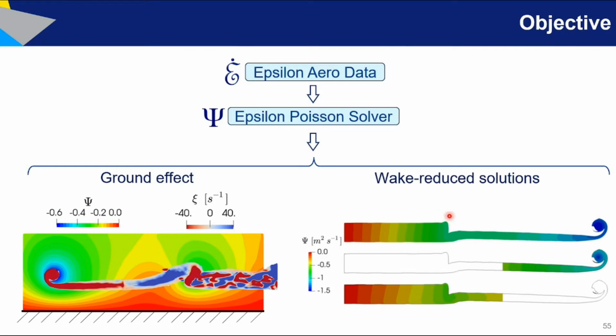And this approach allows you to perform wake-reduced solutions. You can either solve the Poisson equation at the entire domain, at the entire survey plane, or you can just solve the Poisson equation inside the wake, which is faster, and it also allows you to separate different elements of the wake, which allows you to perform vortex drag analysis to understand where vortex drag is being generated and what you can do to reduce vortex drag.